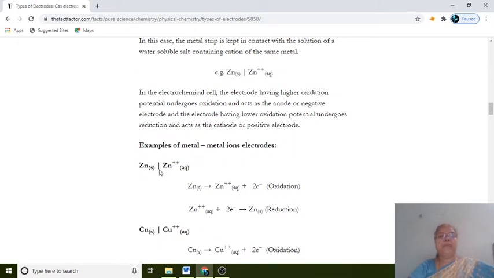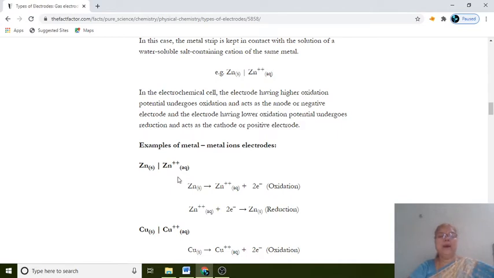Here the zinc ion electrode is represented like this. At first the solid phase, then a vertical line, and then the solution phase. Here Zn++, and these are in an aqueous medium, so here they have written aqueous. This is the representation of the metal ion electrode. Any metal when it is in contact with its solution forms the metal ion electrode.